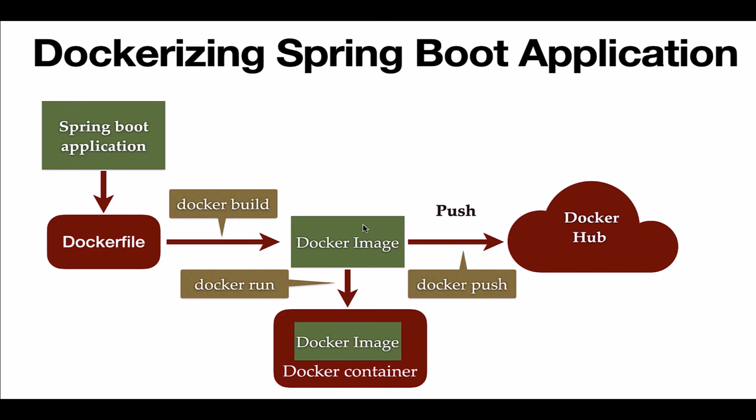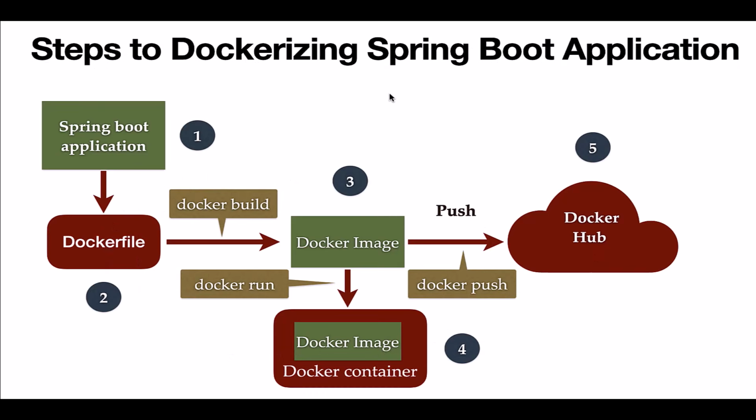Okay, so once we push the Docker image to Docker Hub, and if we make this Docker image public on Docker Hub, then anybody can go ahead and pull this Docker image from Docker Hub and run that Docker image in a Docker container. Okay, so this is how the typical Docker workflow looks.